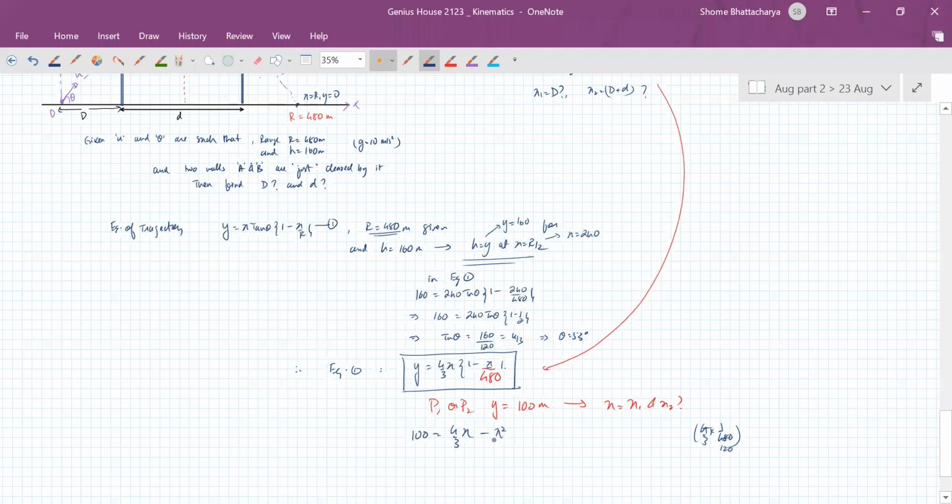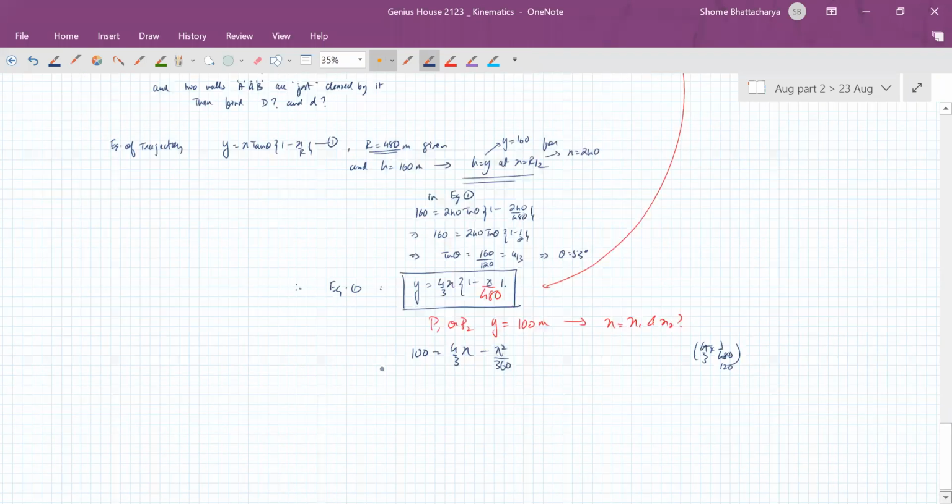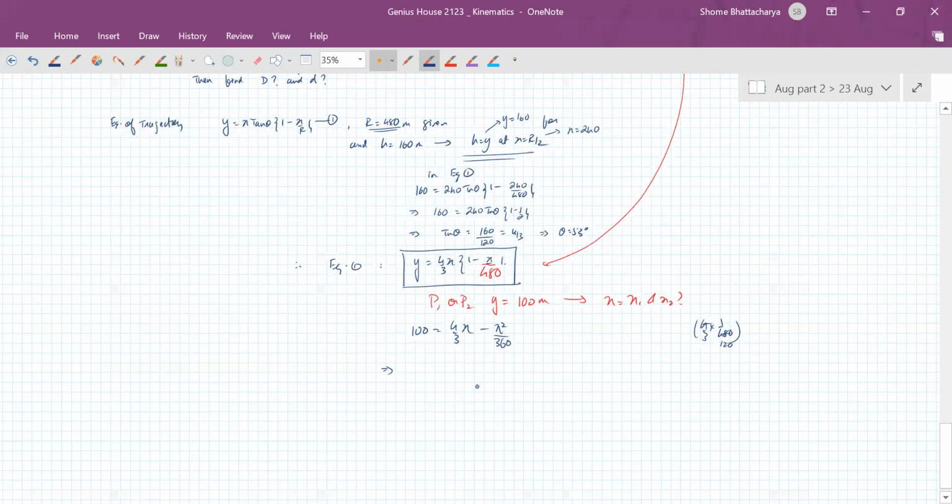So x square by 360 is correct. Okay, so let's see my quadratic equation. It's x square minus, if I take 360, so 120 into 4, so 480 x, plus 360 into 100, is equal to 0. This is my equation.